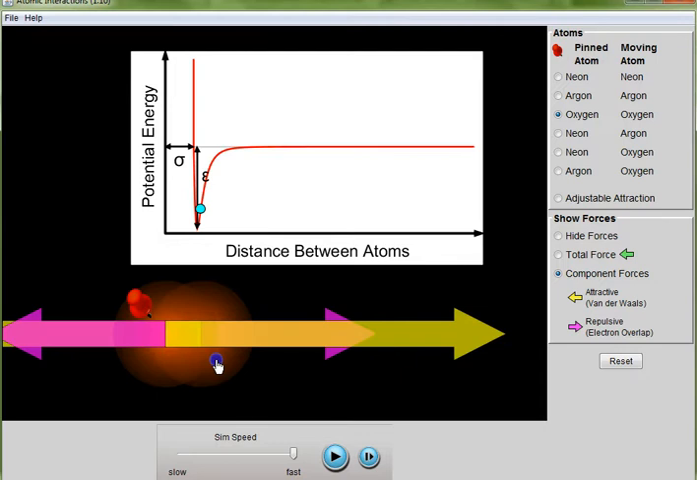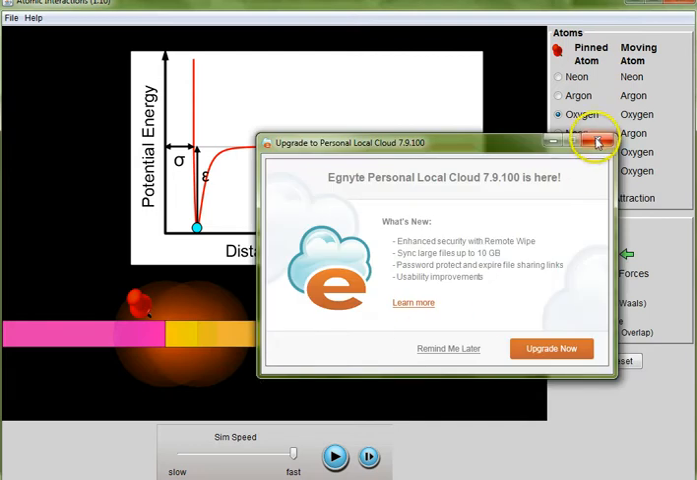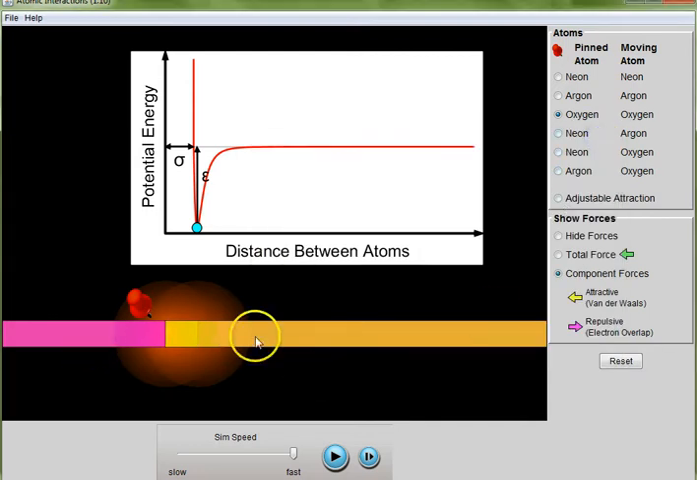At a particular distance, right about here, even though it's not visible on the screen because the arrows actually go beyond the screen, you can imagine that the yellow and the pink arrow should be equal at this point. They should be of equal length. The attractive and the repulsive forces are equal.